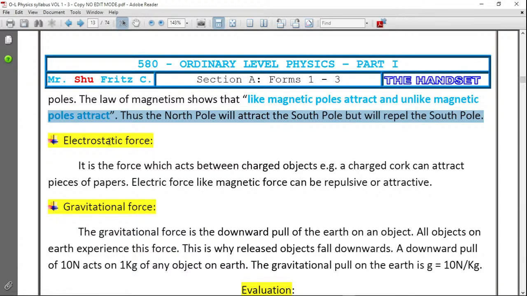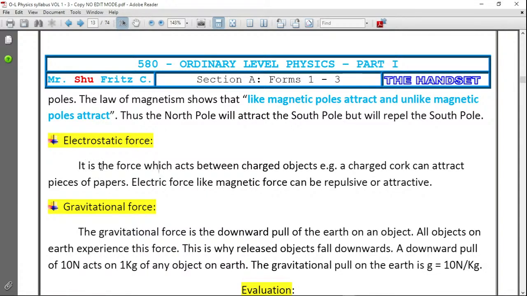Let's now look at electrostatic force, which is another non-contact force. This is the force which acts between charged objects, e.g. a charged cork can attract pieces of paper. In this experiment, you take the cork of your pen, rub it on your hair, and then bring it very close to very tiny pieces of paper, and it starts picking up those pieces of paper.